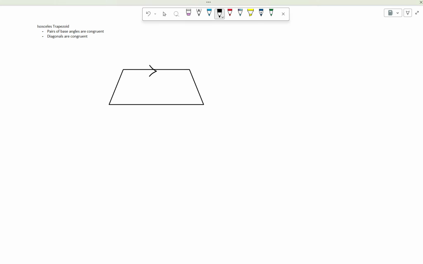If this is saying that we have these two parallel as bases and these legs are going to be congruent, it means that this base angle and this base angle, these pairs, are going to be congruent as well. All right?